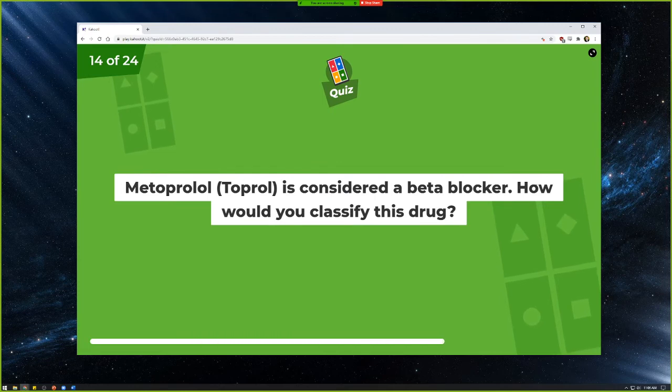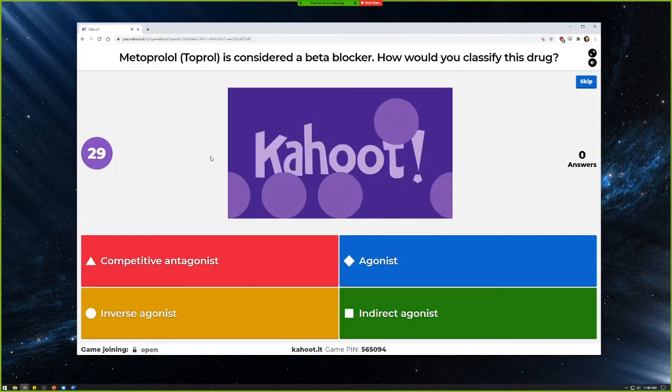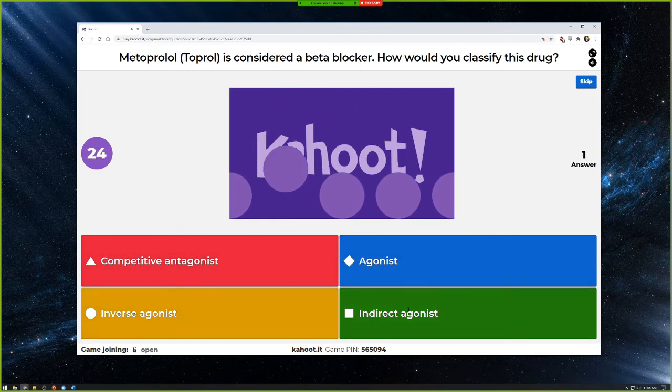Metoprolol is considered a beta blocker. How would you classify this drug? Would it be a competitive antagonist, an agonist, an inverse agonist, or an indirect agonist? What would you say?